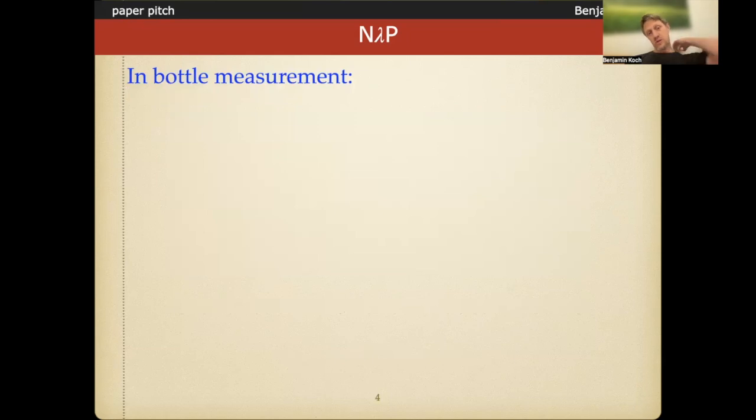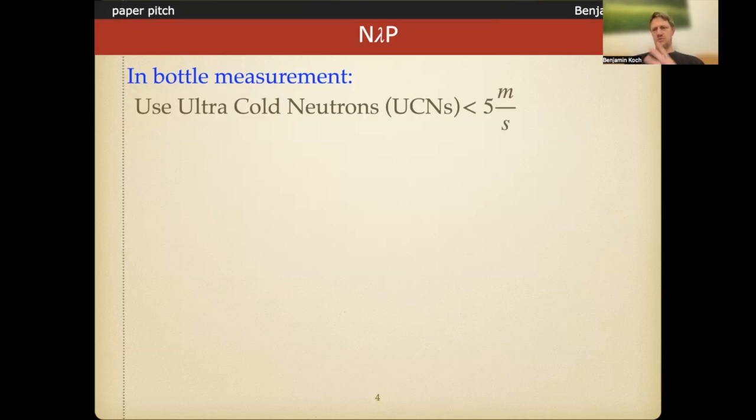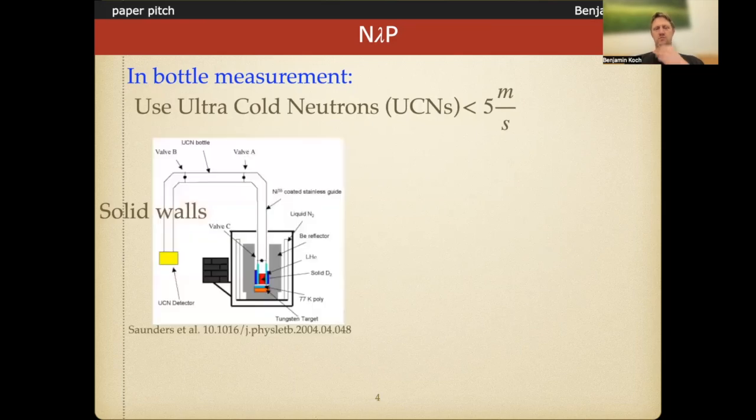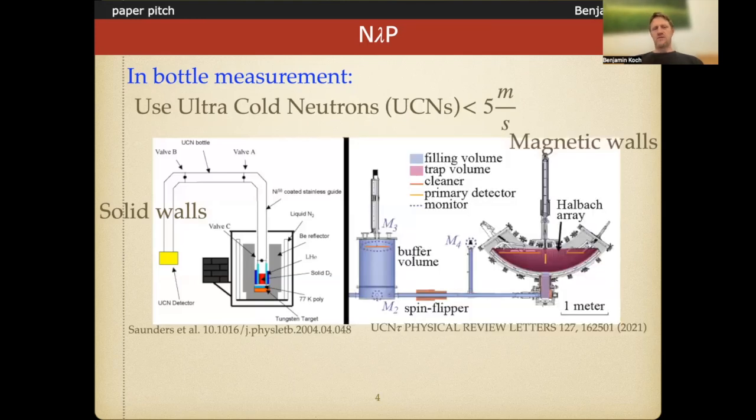In contrast, the bottle measurements work with ultra-cold neutrons, which means neutrons of only about 5 meters per second, much slower. Since they are so slow, they can be trapped either in solid wall bottles or in magnetic wall bottles. Independent of that, the strategy is filling the bottle, waiting a while, and counting before and after. From this, you can deduce the decay rate and the lifetime. And the result is a different one, 879 seconds.